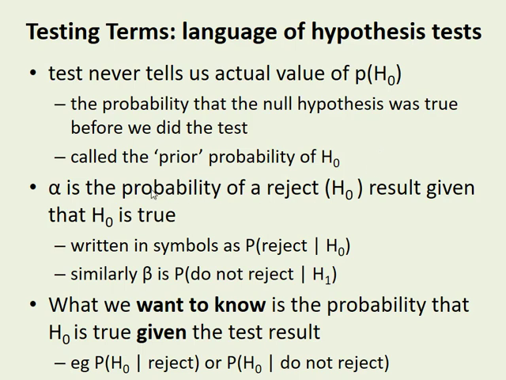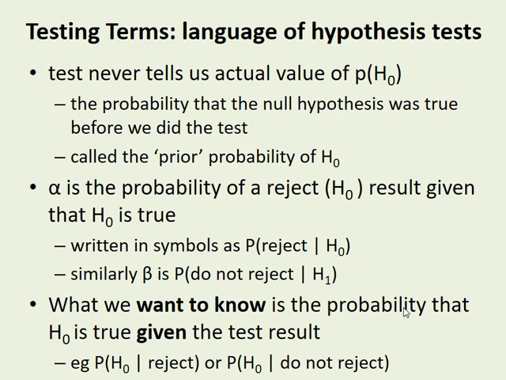What you have got is alpha, and alpha is the probability of getting a reject result if H0 is true. That's what alpha is set up to be. In symbols, we can write this as the probability of a reject result given H0 is true. That's what this line means, conditional probability. Similarly, beta is the probability of not rejecting when H1 is true, so I'll be making that error.